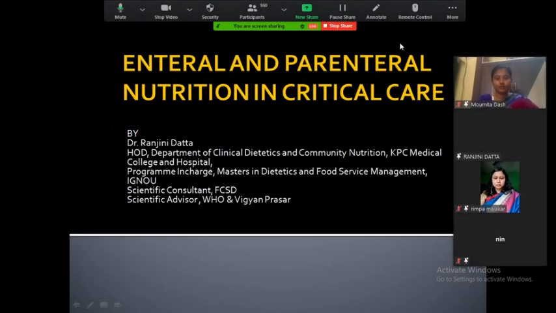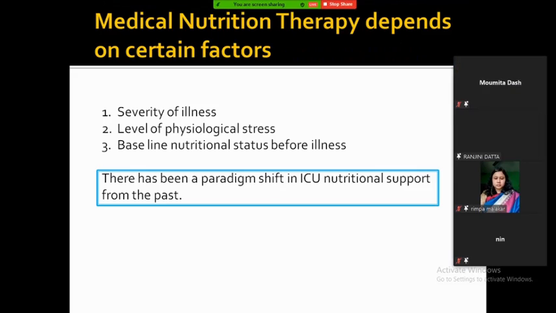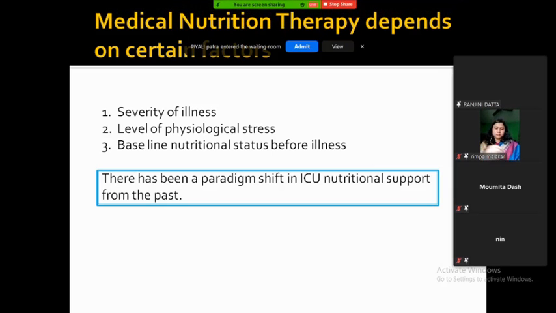Today I will be discussing the topic of enteral and parenteral nutrition in a critical care setup. Medical nutrition therapy in a critical care setup depends on the severity of the illness of the patient, the level of physiological stress, and finally, the baseline nutritional status before illness.